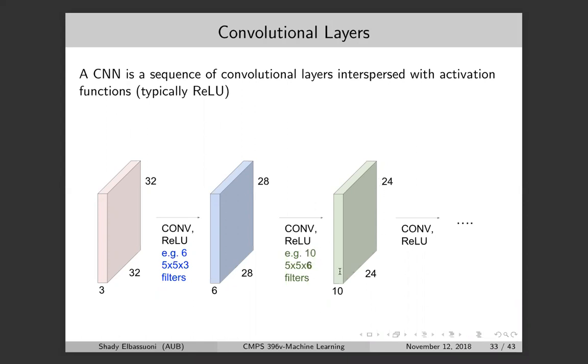And the height and width is 24 because I can apply the formula. Look at 28 minus 5 plus 1. So 28 minus 5 is 23, plus 1 is 24. They pass this through some nonlinearity. So every pixel passes through some nonlinearity, typically ReLU, and that gives me the input to the next layer.